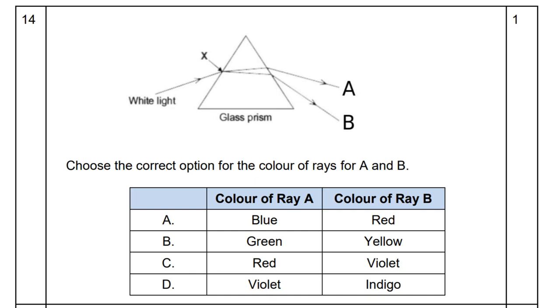Color of ray A, color of ray B. A. Blue, red. B. Green, yellow. C. Red, violet. D. Violet, indigo. Correct answer is C. Red and violet.